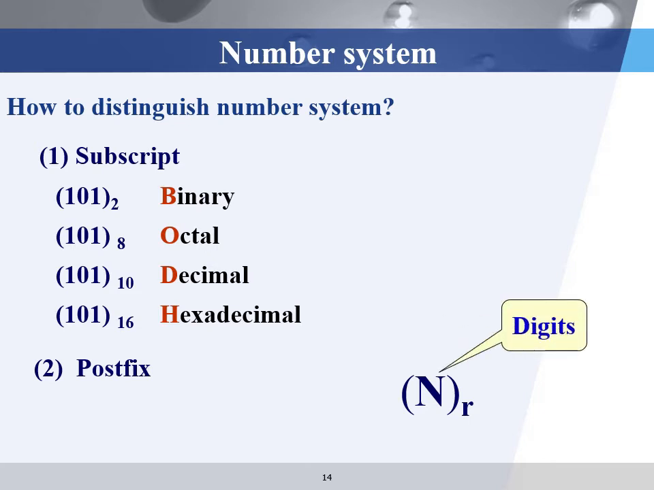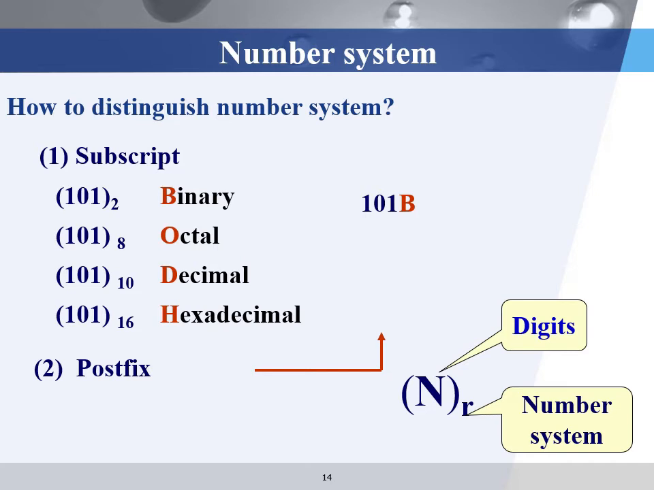So N here means the digits. R here means the number system. So 101B means binary number. 101O means octal number. 101D means decimal number. 101H means hexadecimal number.